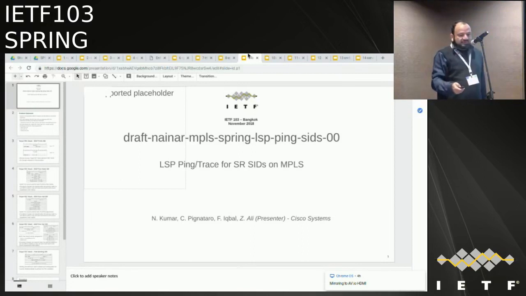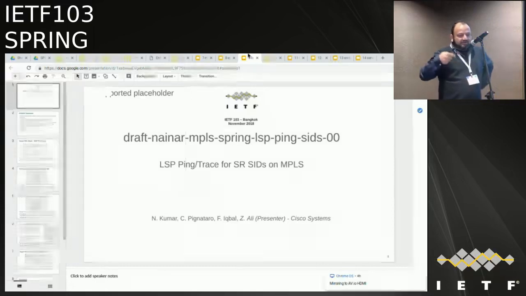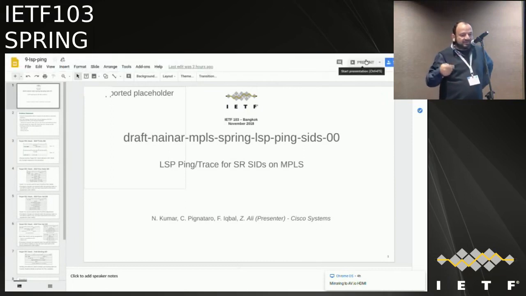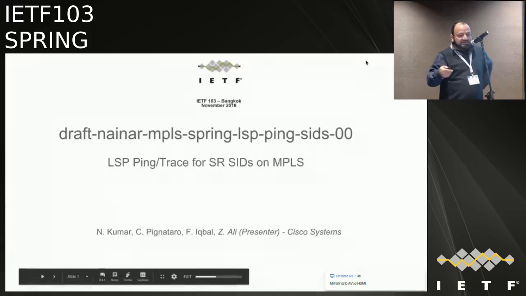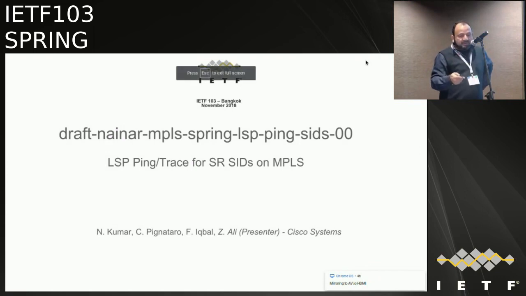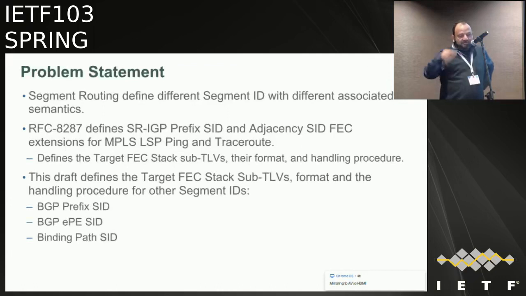This is Zafar Ali. I'm presenting on behalf of my co-authors. We were looking at the problems that RFC 8287 does not address, the SID types. There are three. BGP prefix SID is not mentioned there. BGP EPE, that Shweta just talked about, is not mentioned there, and binding path SID is not mentioned there. We try to address these, and for EPE, it happened that we were looking at the same solution.